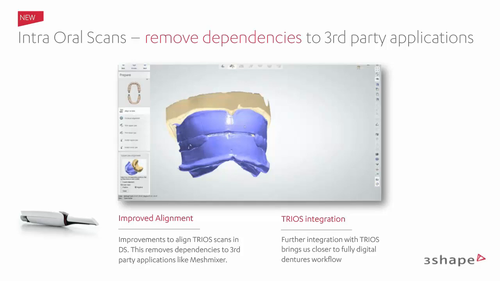There's a question here: can you scan the new bite and the try-in using TRIOS? Yes, you can do that. When you bring in TRIOS scans, you have to click on digital impression in the order form, and then you can use the same workflow.